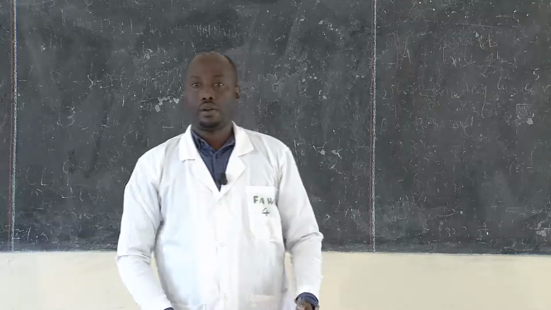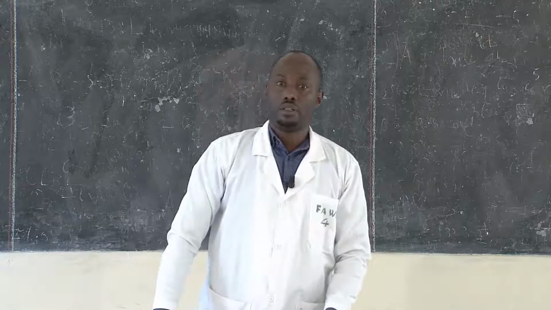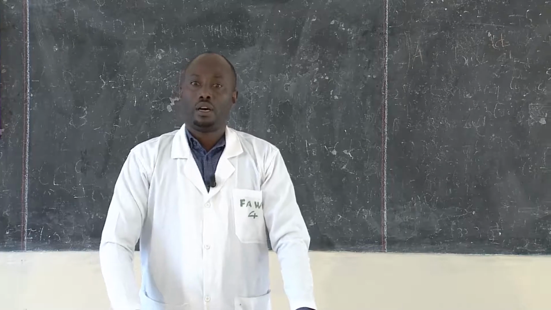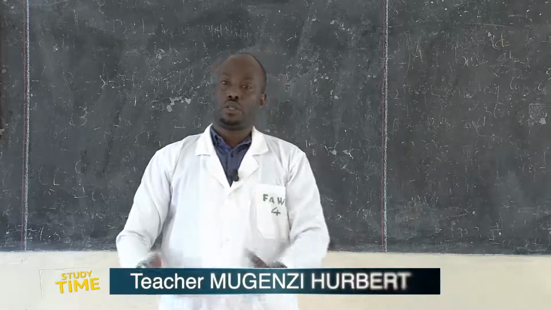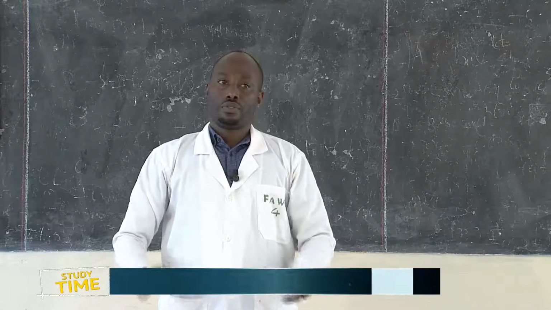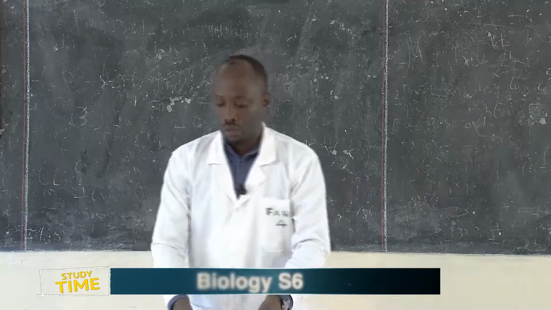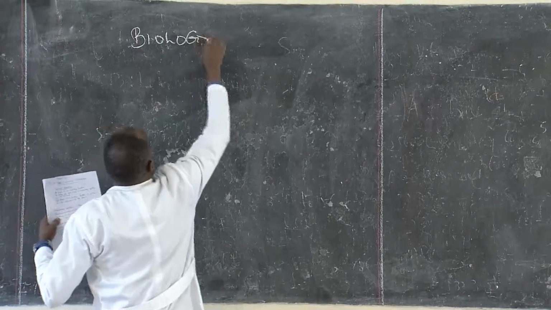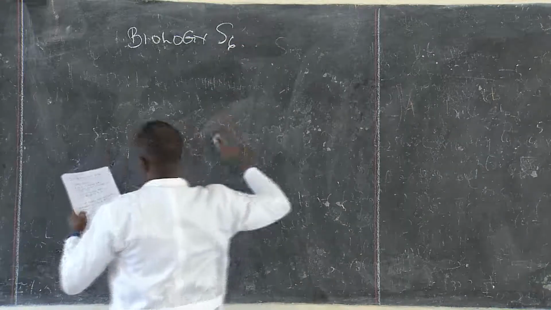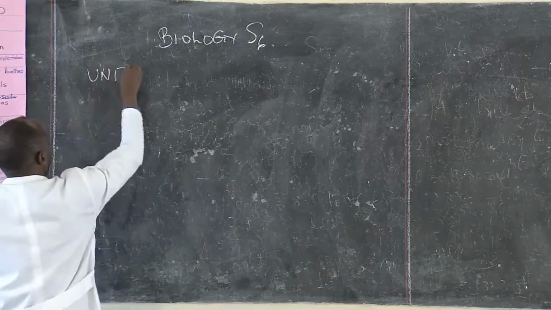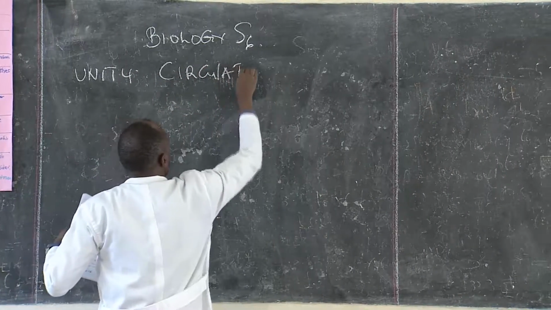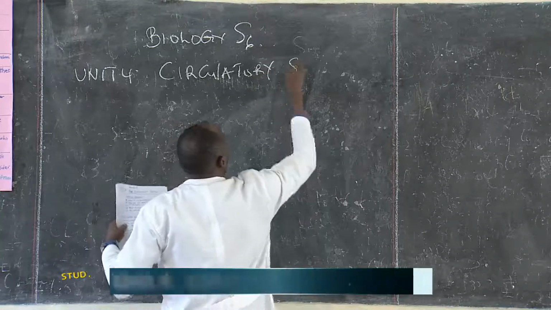Hello students, welcome to the TV learning programs, and in this program you're going to be watching the TV as well as you're learning. As usual, I'm teacher Hubert, who is going to be taking you through the biology of Senior 6, which is concerning the circulatory system. It is Unit 4. So let's have the lesson of today. It is biology Senior 6, Unit 4, which is concerning the circulatory system.